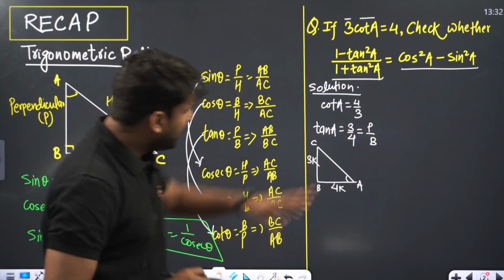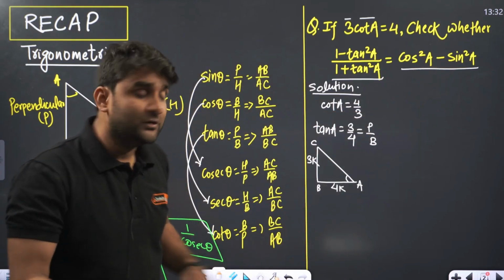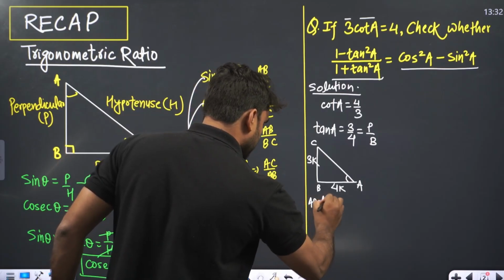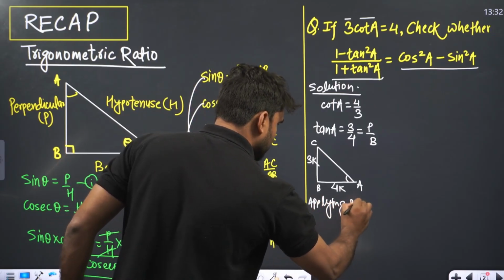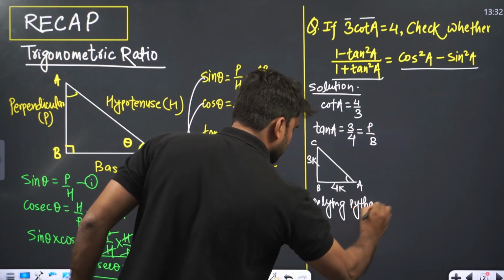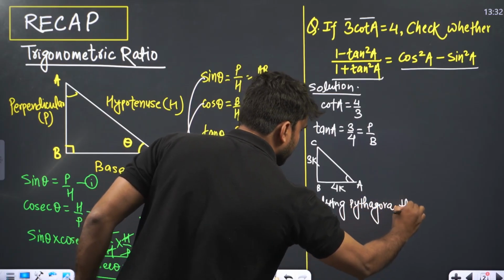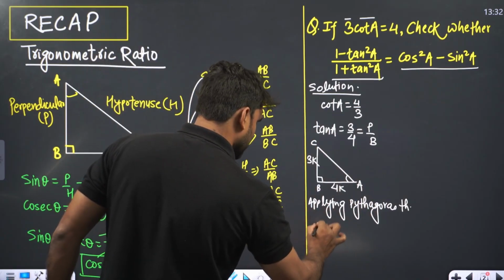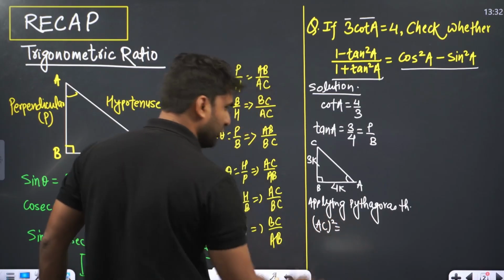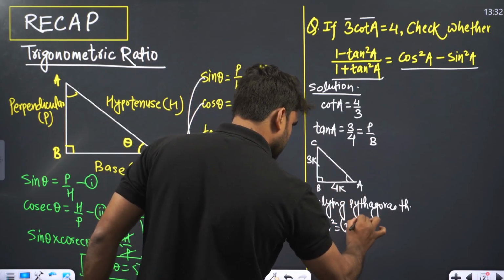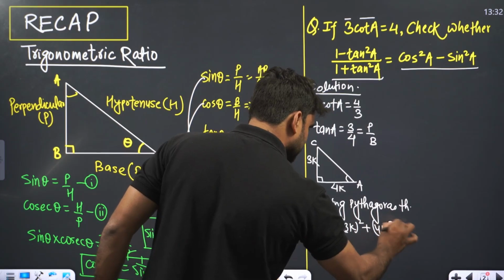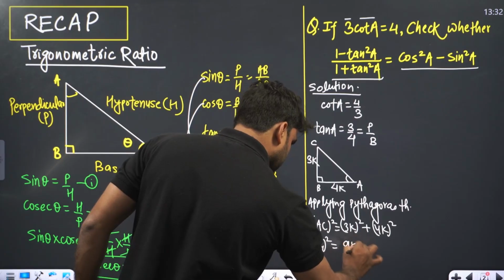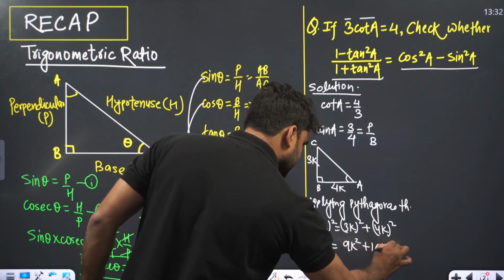Clear everyone? But in cos and sine, we require hypotenuse. So let's find the hypotenuse using the Pythagoras theorem. And what is the Pythagoras theorem? This is 90 degrees, no? That's why this is the hypotenuse. Hypotenuse square is equal to perpendicular square plus base square. Clear? So AC square is equal to 9k square plus 16k square.